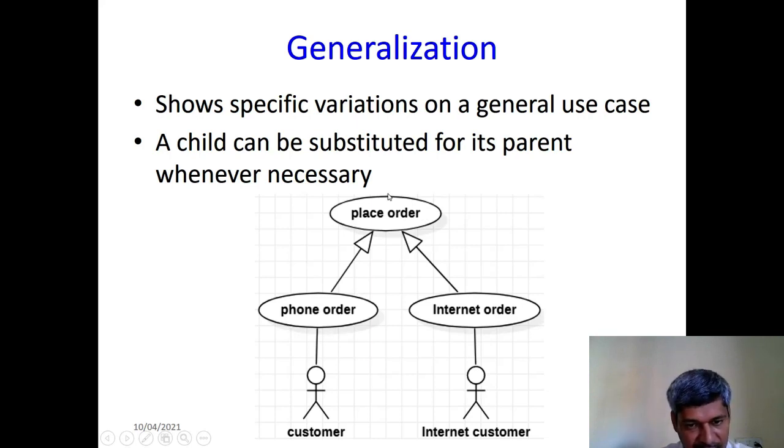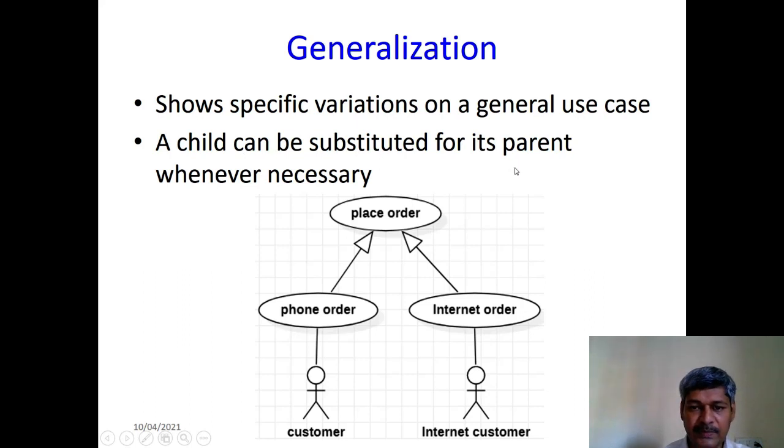Just like the way we have seen with the classes: this is the base class, the super class, and these are subclasses. In the same way, we have this more generalized behavior, and then you add very specific, more specialized variations for it. In this example, it is the phone based order. Similarly, you can have an internet order, for an internet customer who can make use of this use case. It also has a generalization relationship with place order.